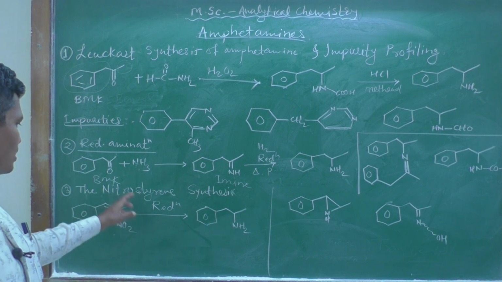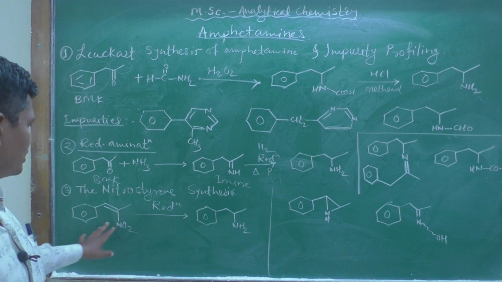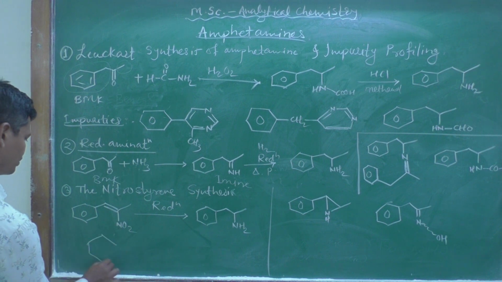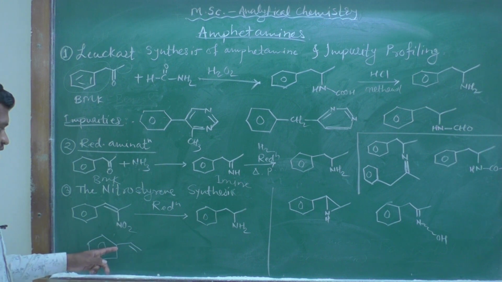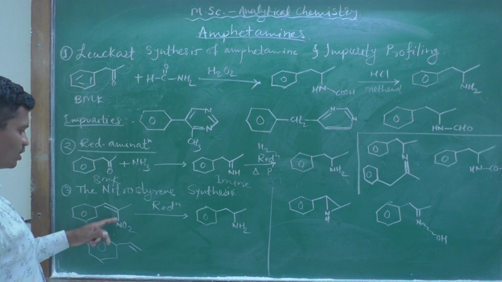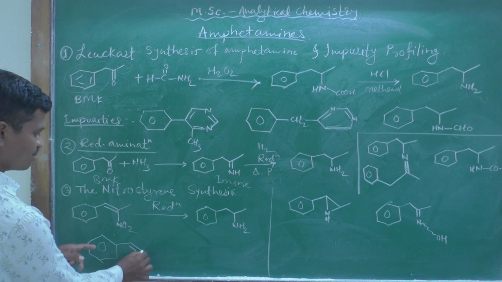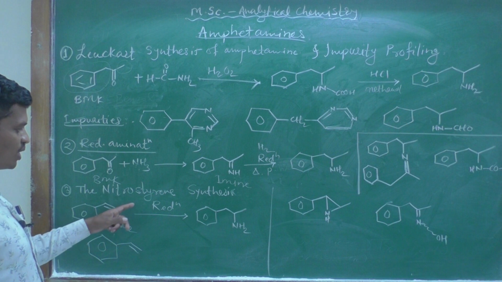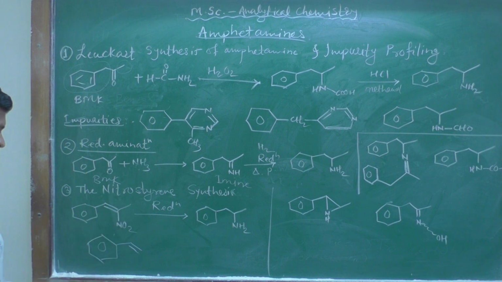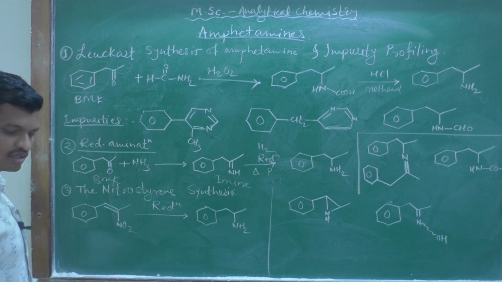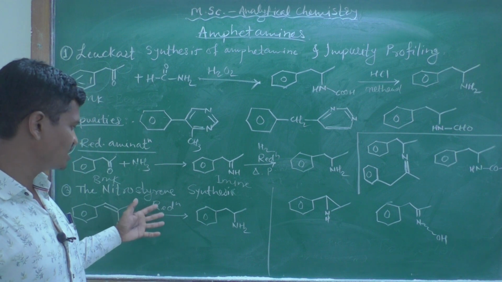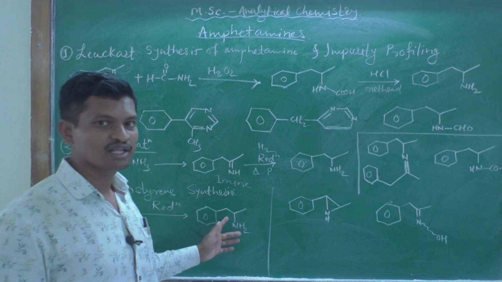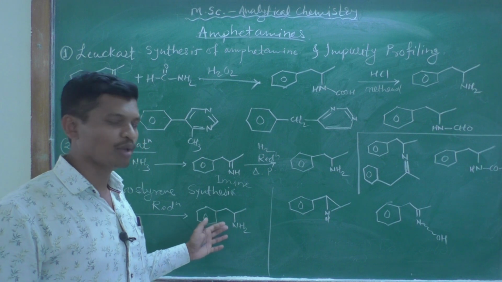The name of the structure is nitrostyrene. Actually, this is styrene. Okay, and the two hydrogen atoms attached to this carbon atom are replaced by nitro and this methyl group. So this is known as nitrostyrene. Reduction is then done on this nitrostyrene, and we get our target molecule, that is amphetamine.